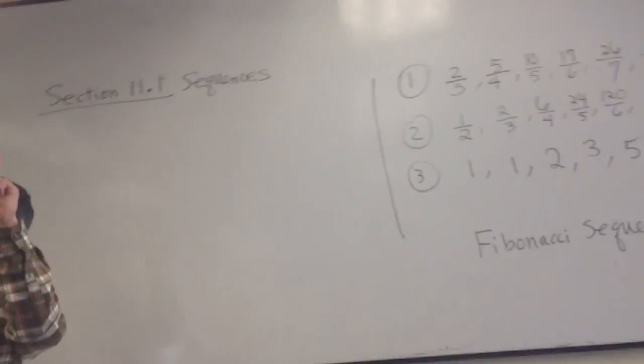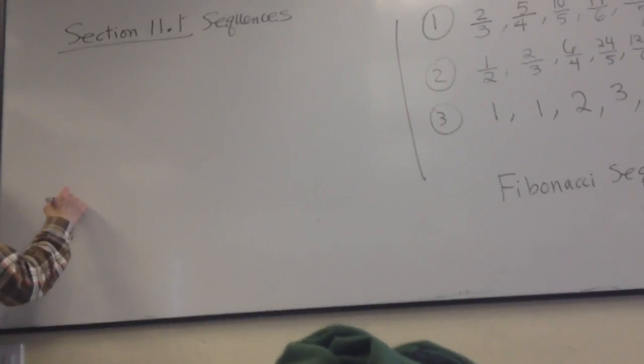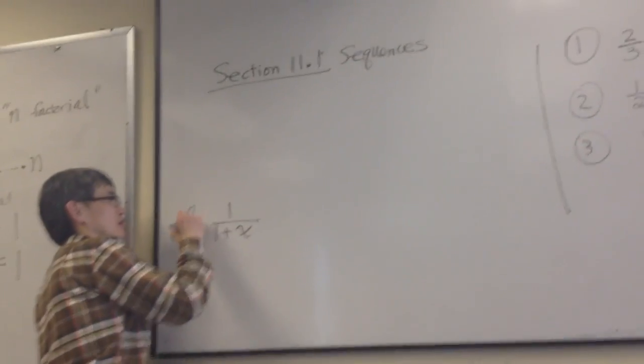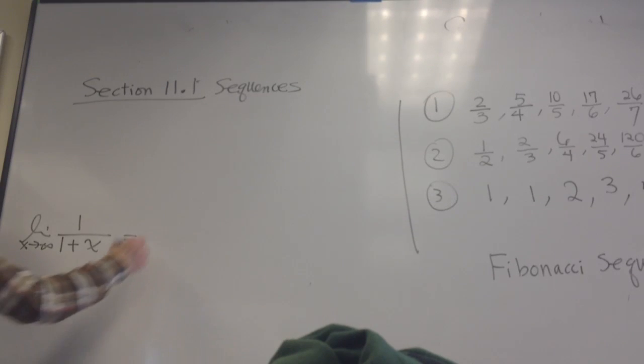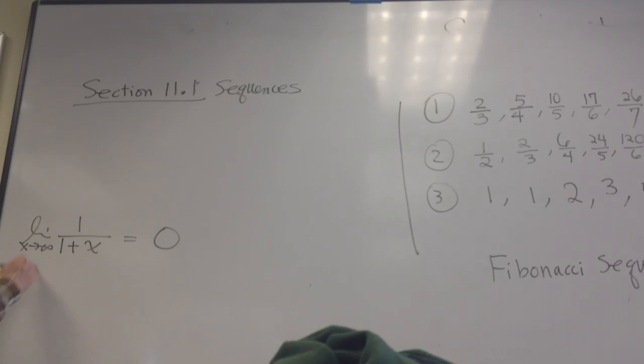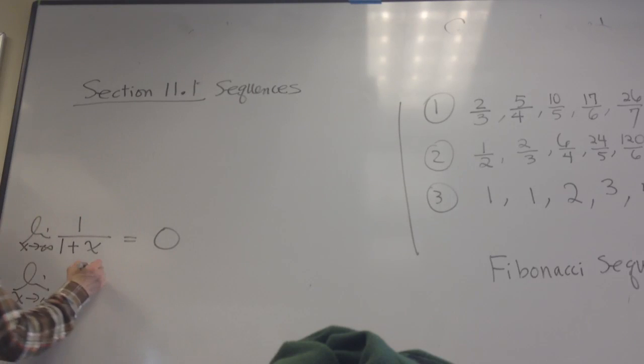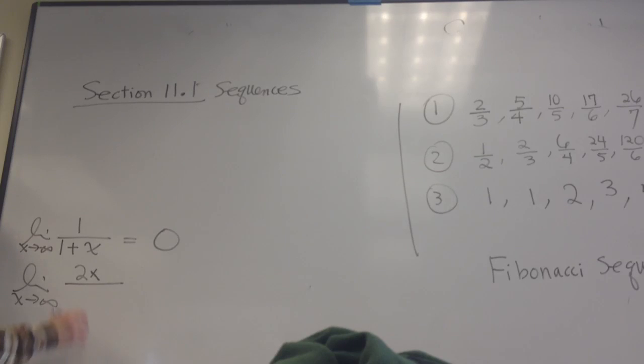So let's go back to last semester. If I tell you the limit of 1 plus x as x goes to infinity, what would you say? 0. Okay. If I then tell you the limit as x goes to infinity of 2x over 1 plus 2x, then what would you say? 1. Equals 1. So that much you're familiar with, right? Okay. Now here it comes.